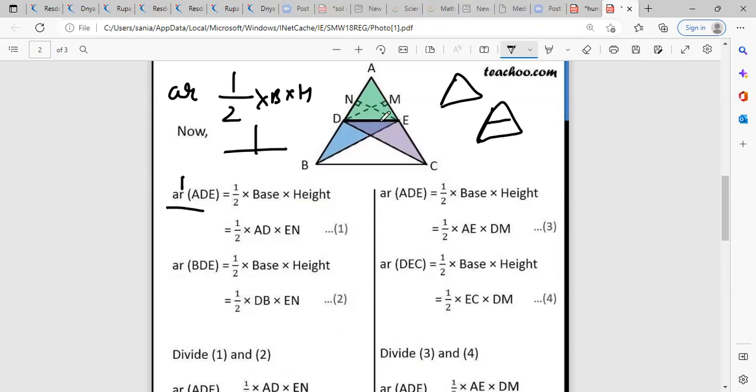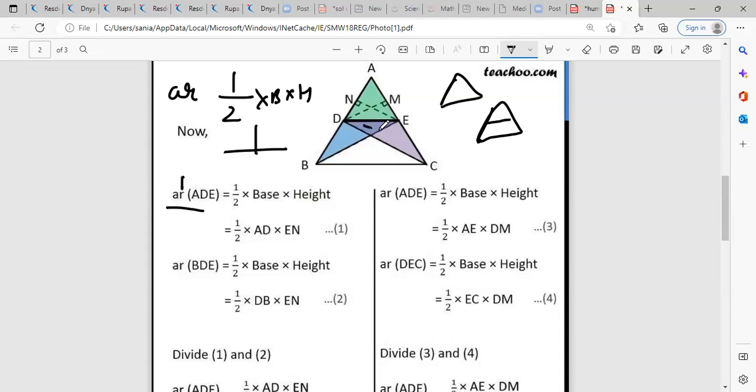Now we will move to this part. First of all, again you will take this triangle. Now you are not going to take this side, you are going to take this side. So now you can easily do it. Half into base into height. Now what will be the base here? AE. And what will be the height? DM.